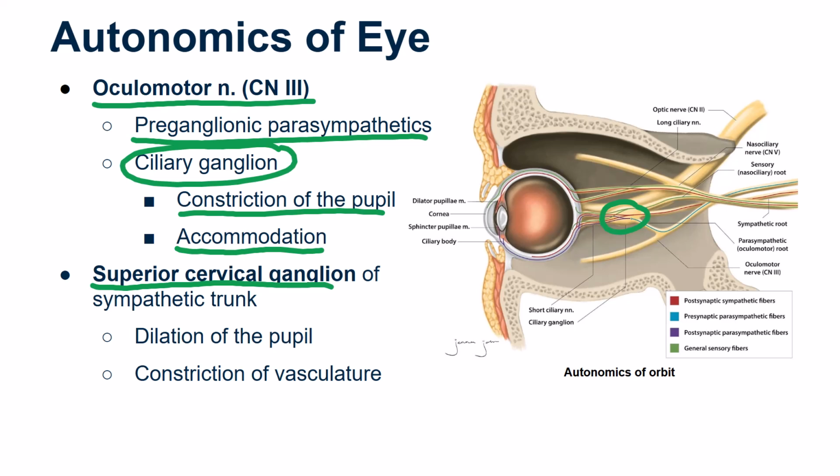Contrast that with a sympathetic response. Fibers from the sympathetic trunk, specifically from that superior cervical ganglion, are going out via perivascular plexuses, and they are going to innervate the dilator pupillae muscle, which is responsible for dilation of the pupil. So during a sympathetic response, the pupil will dilate. Also during a sympathetic response, we should expect to see vasoconstriction of the vessels of the orbit.